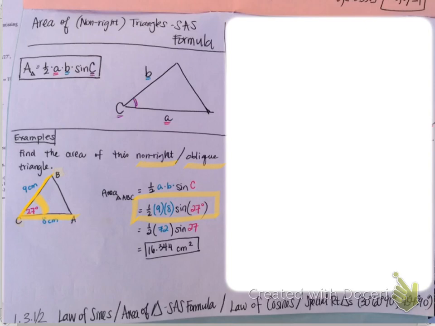Half of 72 is 36, and 36 times, you get this from your calculator. Okay, make sure you're in degree mode. Sine of 27. When you multiply that all together, you get the area of your triangle, which is 16.344 centimeters squared, since we're doing area.